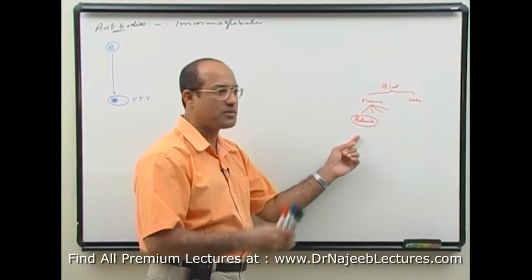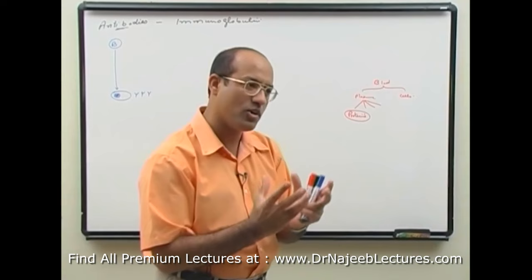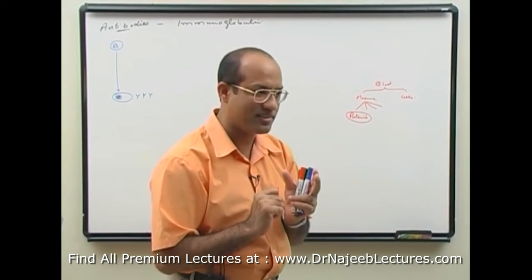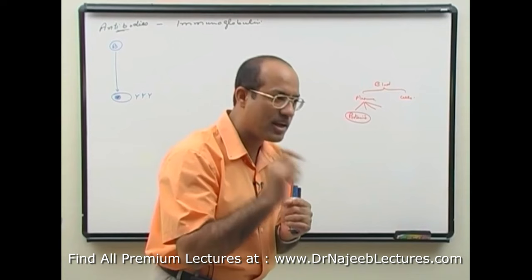So Dr. Israel may answer us that your plasma has proteins and one component of the plasma proteins is basically antibodies. Now, which component of the plasma protein has antibodies?